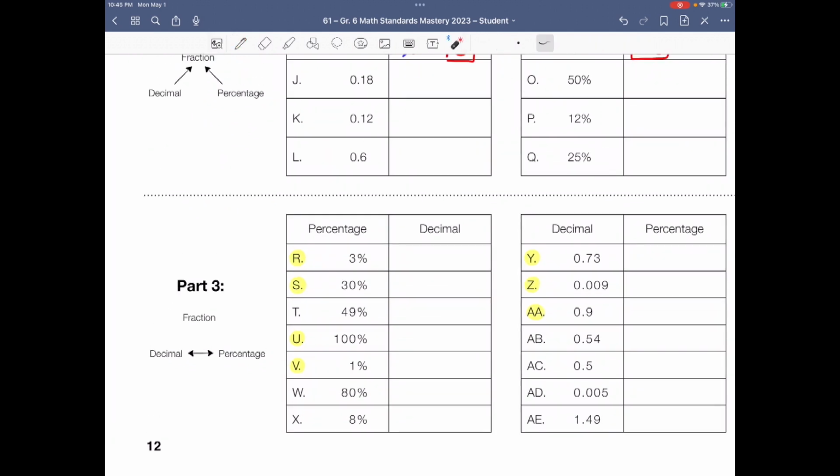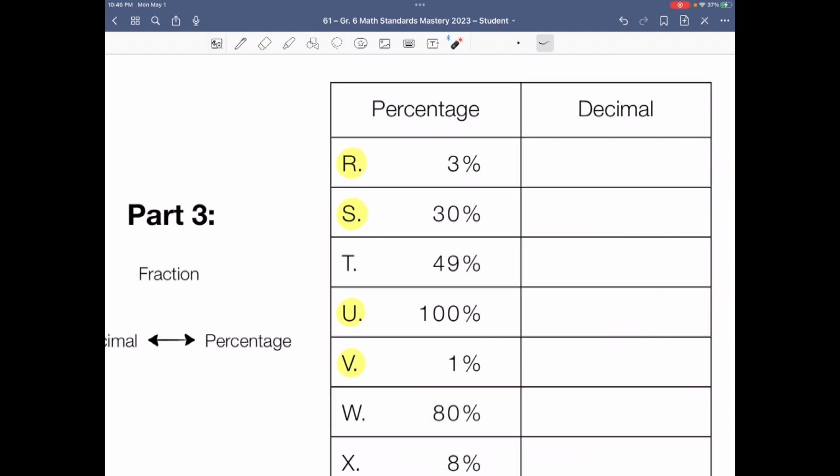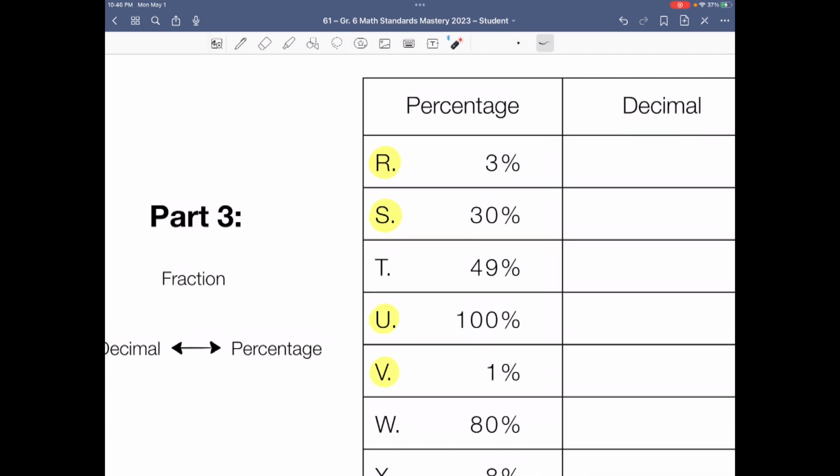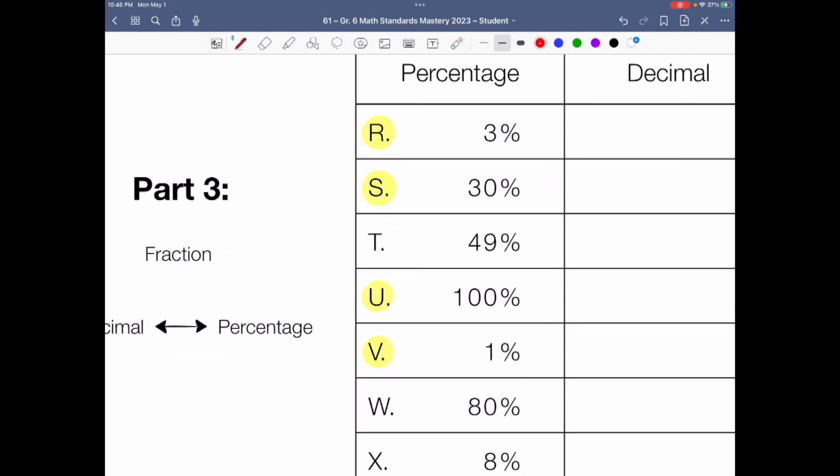Here is part 3. Convert percentages into decimals and convert decimals into percentages. So let's do 4 problems on this side. We're going to convert the percentage into a decimal. It helps if you add the decimal point at the end of the whole number to make it easier.